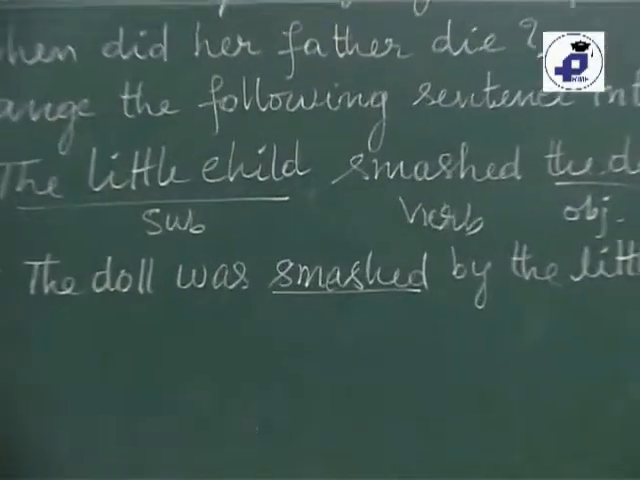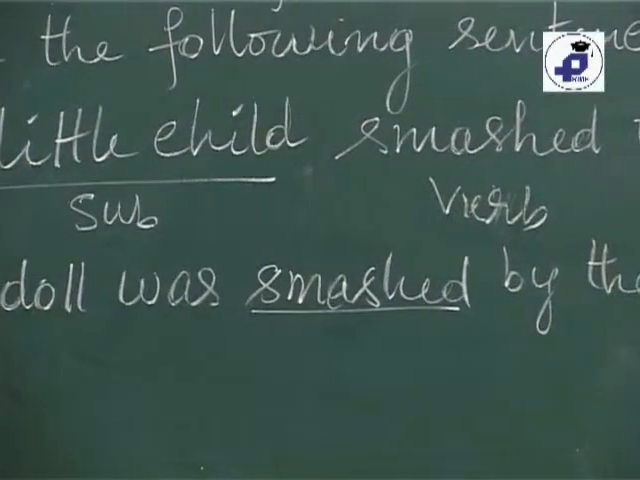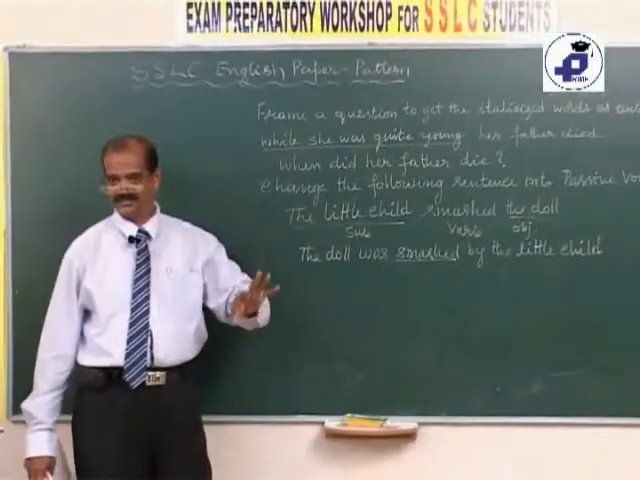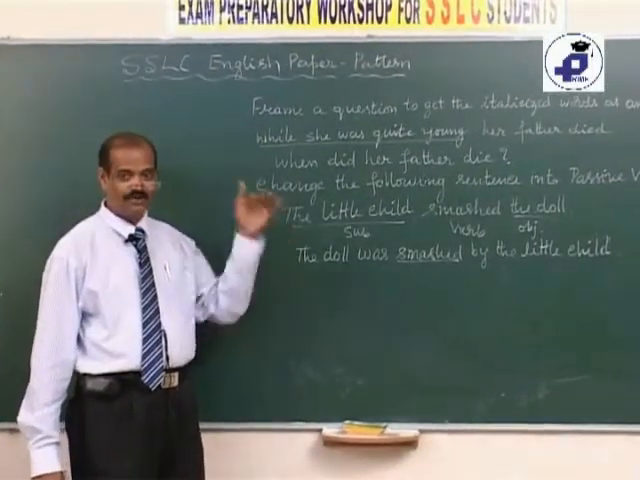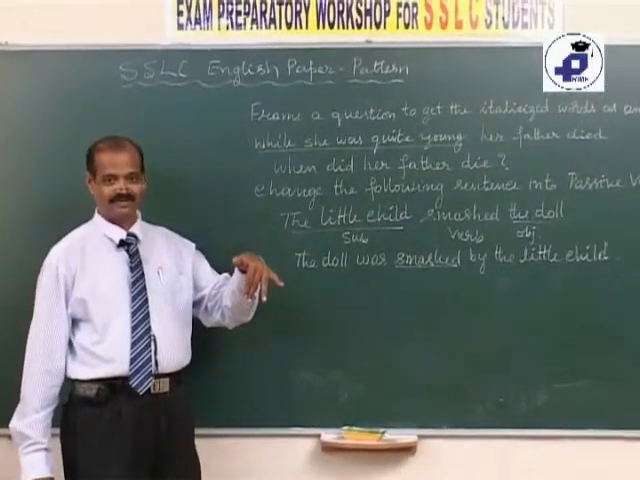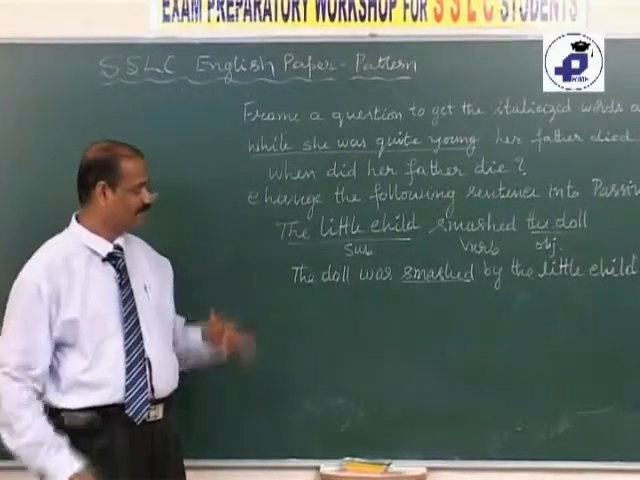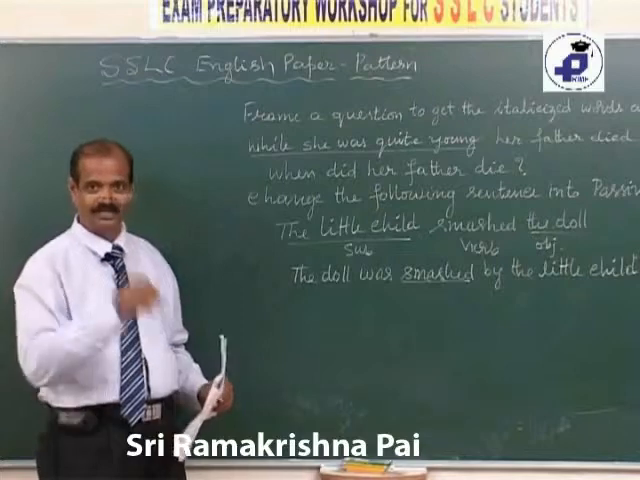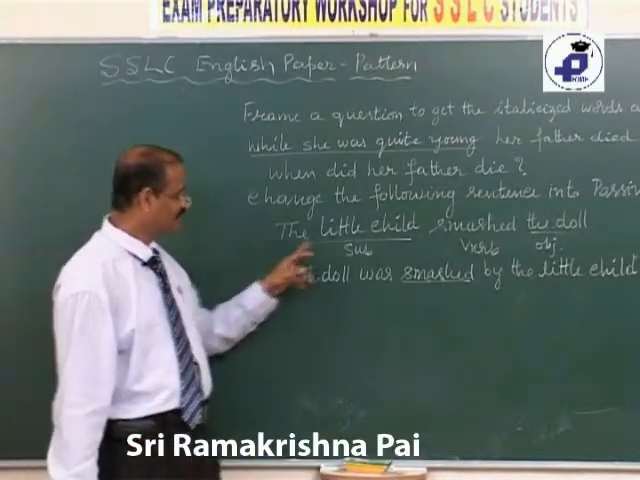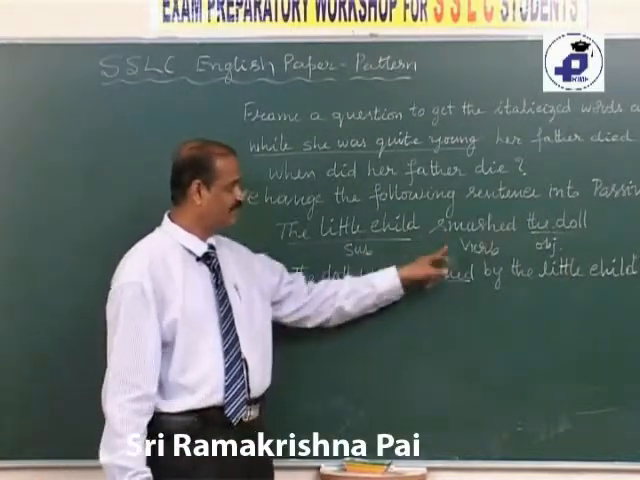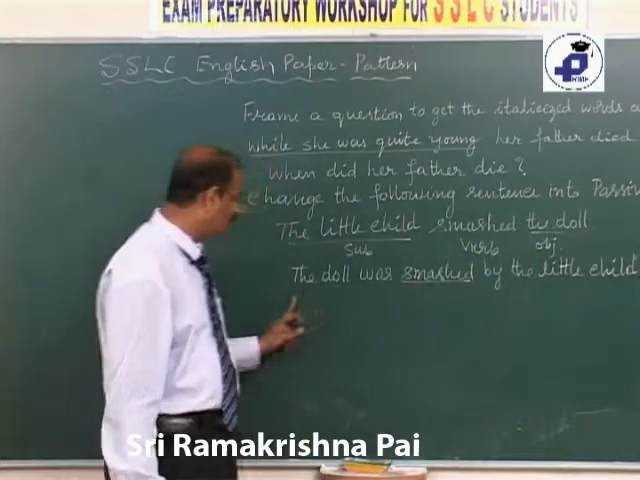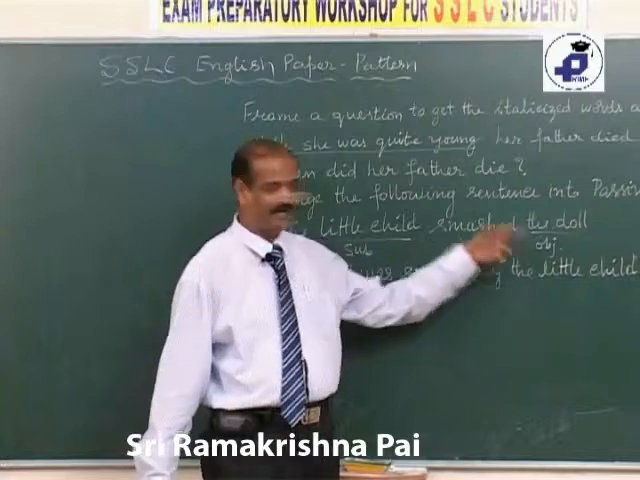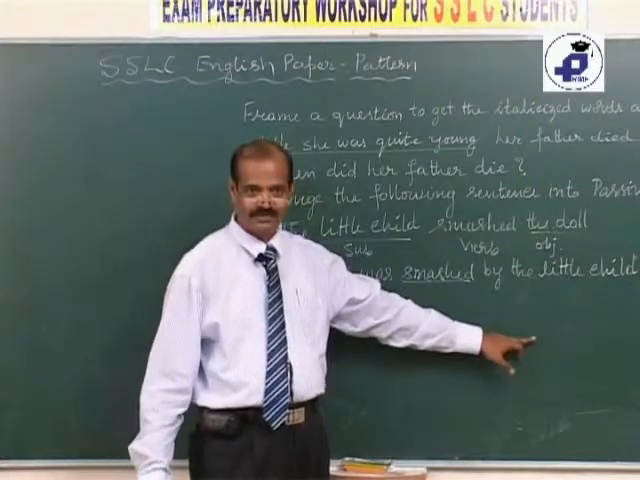Now a boy throws a ball. If I make a sentence, a boy throws a ball, the boy does the action. Therefore we call it active voice. A ball is thrown by the boy. So here, the ball doesn't do the action, it is the boy who does the action. In the same way, the little child smashed the doll, and the doll was smashed by the little child. So this is converting a sentence from active voice to passive voice.